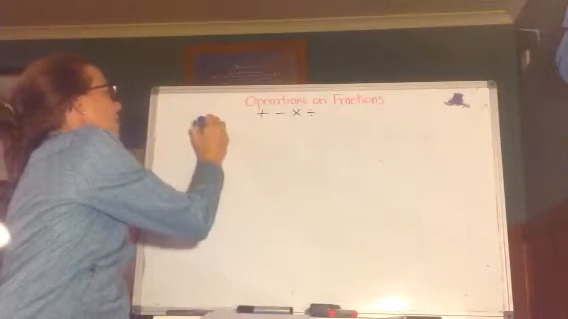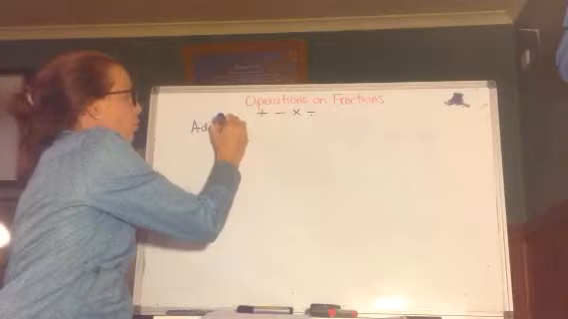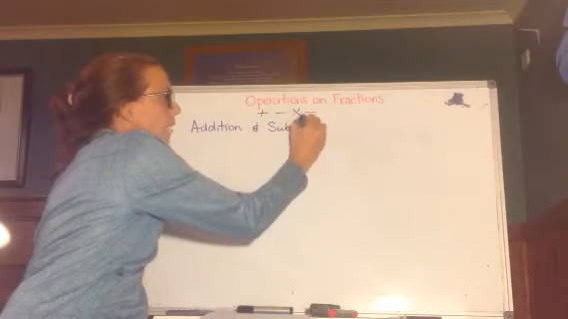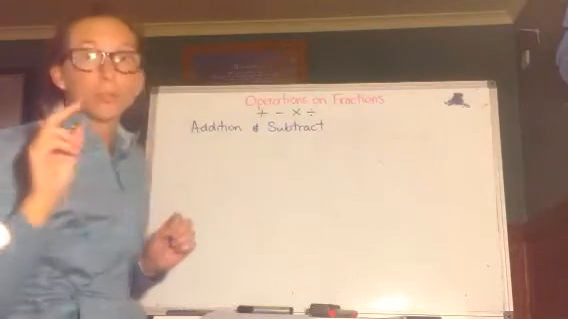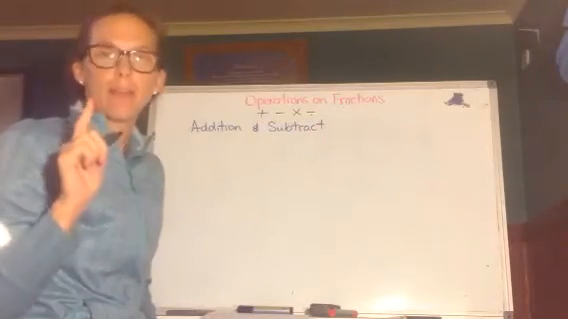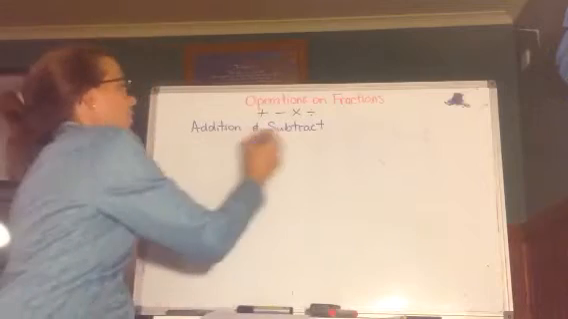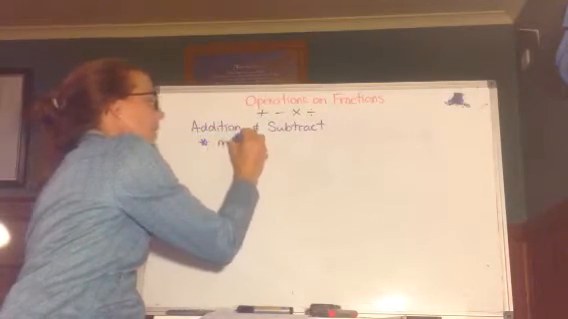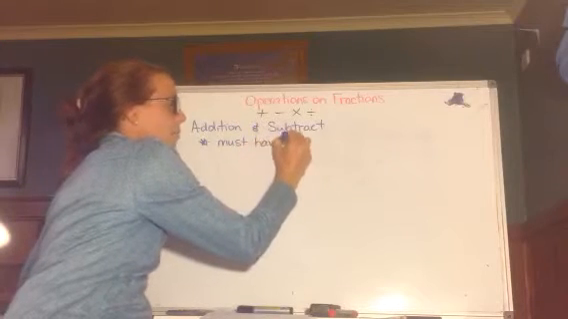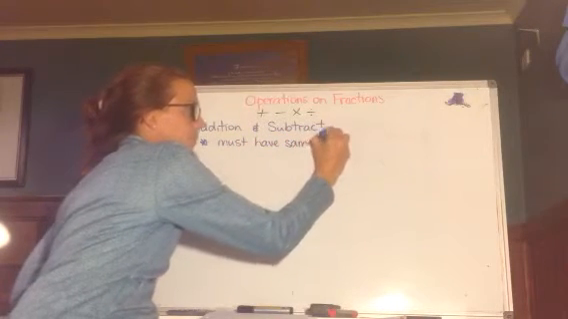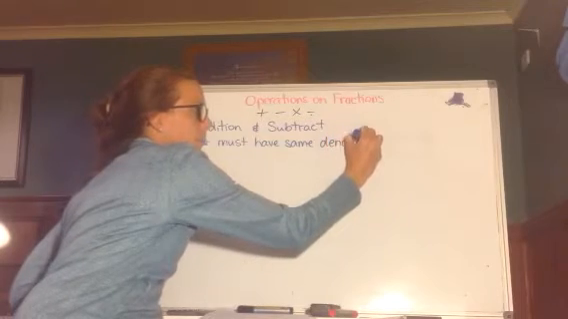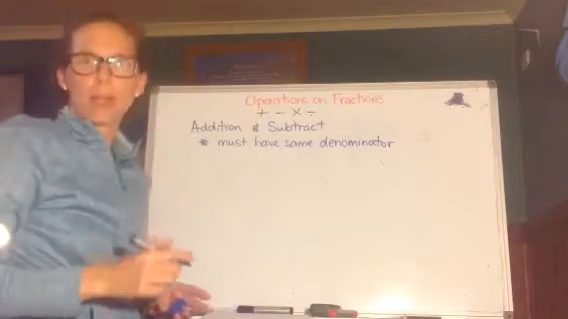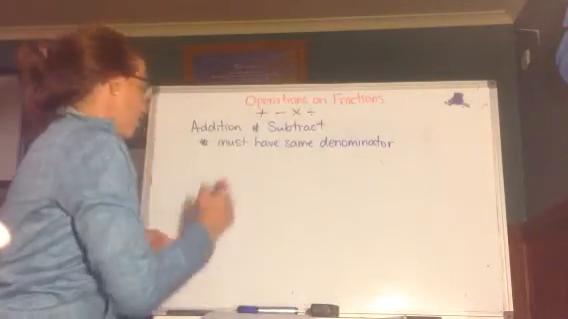Now addition and subtraction have two rules. You can only add or subtract fractions if they have the same denominator. So for addition and subtraction you must have the same denominator. And if you don't, then you've got to make it. So let's start with an example.